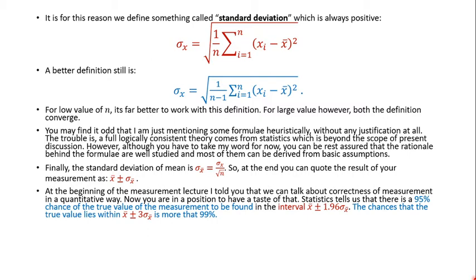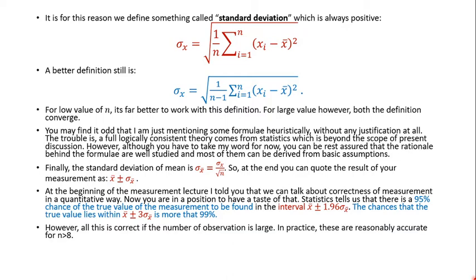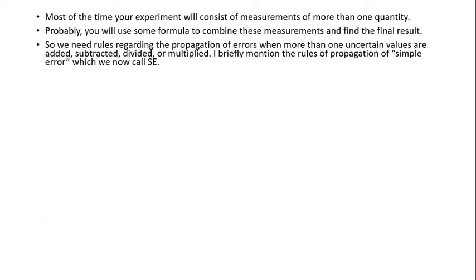Statistics tells us that there is a 95% chance of the true value of the measurement being found within the interval x bar plus minus 1.96 sigma x. The chance that the true value lies within x bar plus minus 3 sigma x is more than 99%. However, all this is correct if the number of observations is large. In practice, these are reasonably accurate for at least n greater than 8.